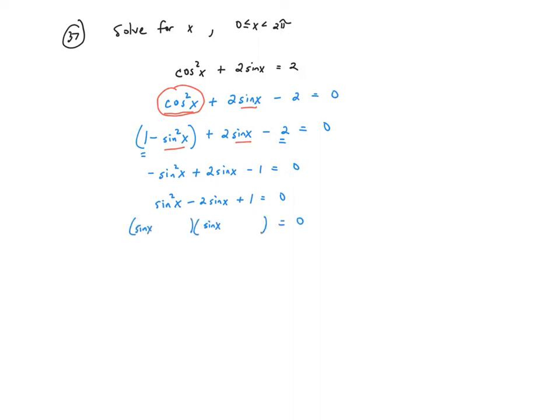Sine x times sine x is sine squared of x. The factors of 1 are 1 and 1. The signs both need to be negative, so that we'll get a negative 2 sine of x. On both sides we get sine of x equals 1. So we're looking for the angle whose sine is 1. That angle is pi over 2. So our solution is x equals pi over 2.